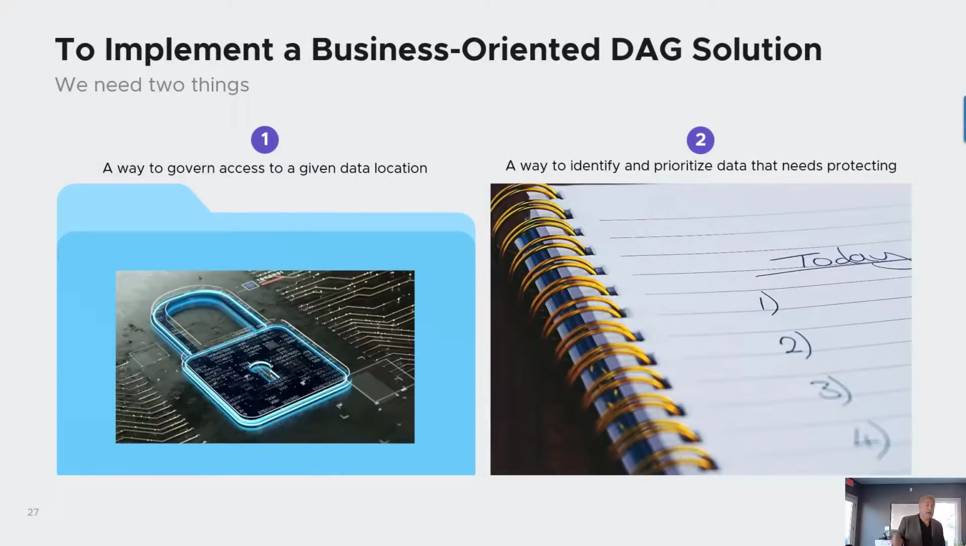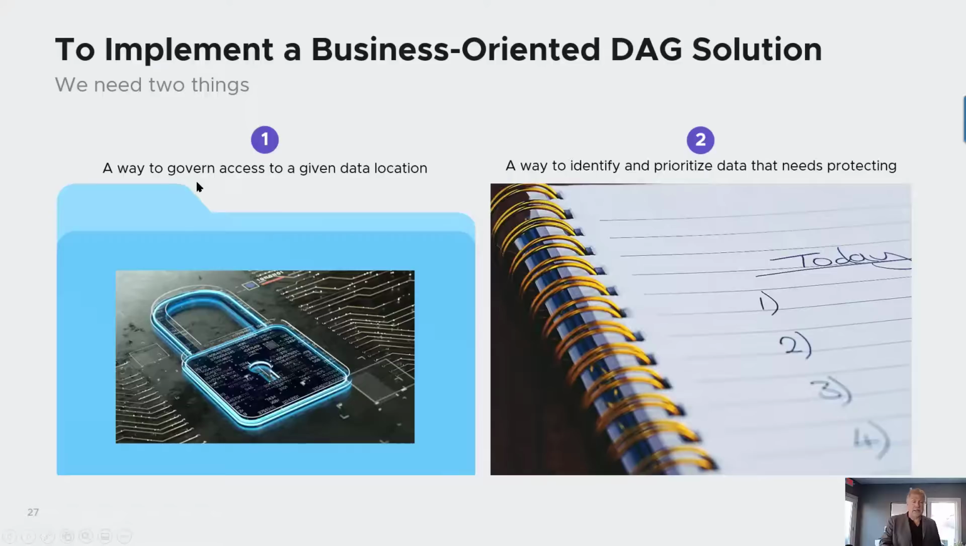So to implement a business-oriented data access governance solution, what do we need? We need two things. First thing is we need a way to govern access to one of those data locations, like finance or this Project X. And then, secondly, we need a way to identify and prioritize the data that needs protecting in the first place. We can say, yeah, we need to protect all data, but we need to use that phased approach. So let's take a look at each one of these individually.